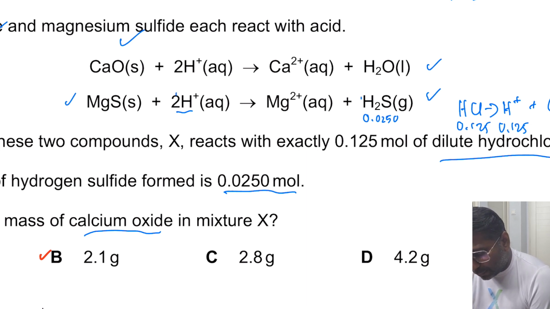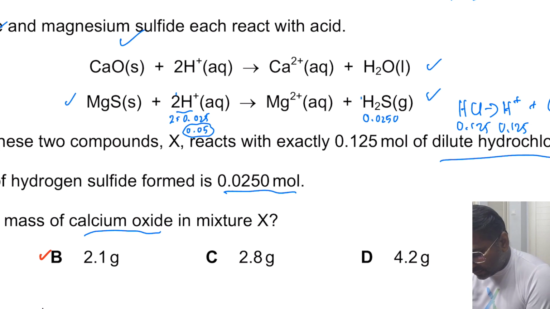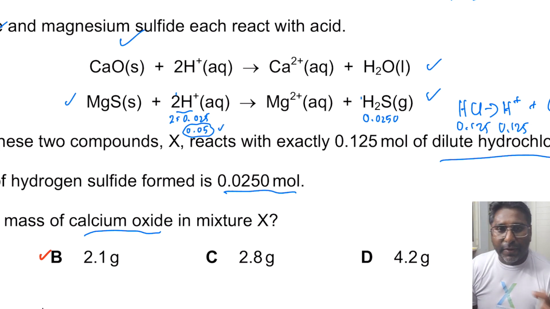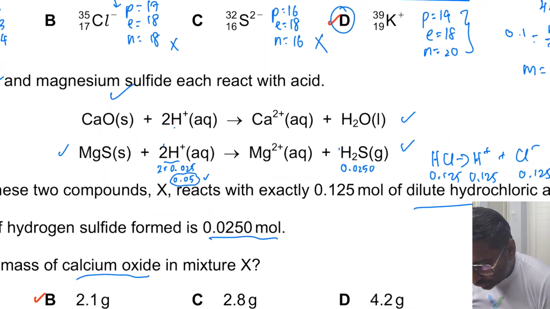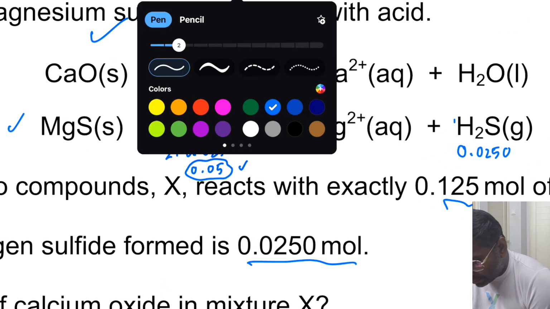So this one will be 2 times 0.025, that's going to be 0.05 moles of H plus. Do not confuse that this is 0.05. This is also going to be 0.05. That's wrong. So what we can do now is, we know that the acid we used earlier was 0.125 given. So the H plus is 0.125. If you have 0.05 over here, of course the remaining amount of acid must come from here.